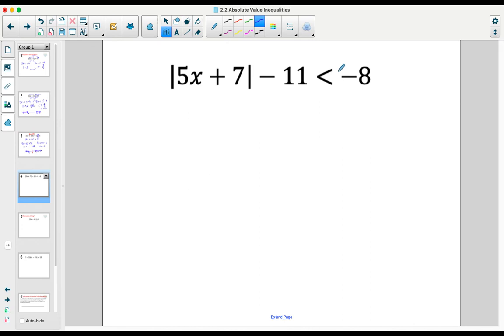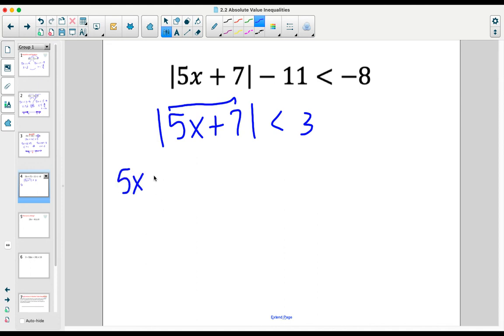Contrast that to this example where we start with a less than. We'll perform the same first operation. We will isolate our absolute value. We will see that we need our absolute value to be less than 3. If I need this argument in here to have an absolute value of less than 3, there's 2 ways for that to happen. I can be less than 3, and I can be greater than negative 3.